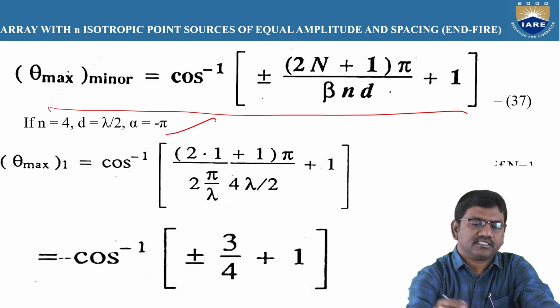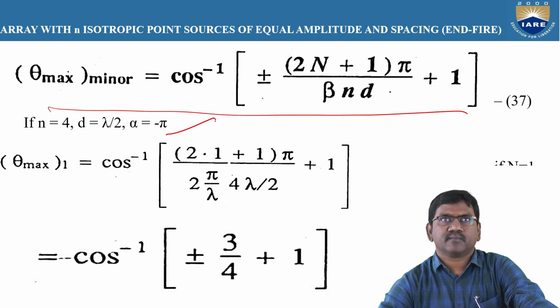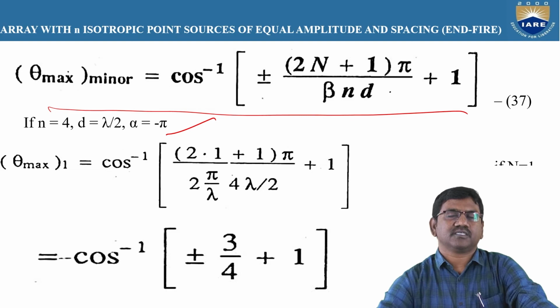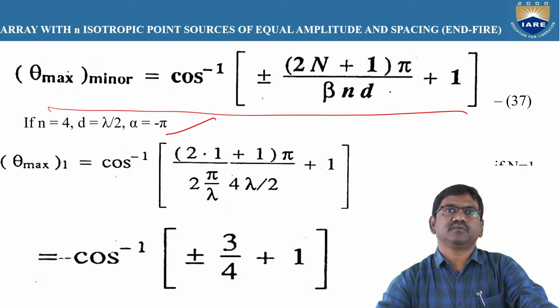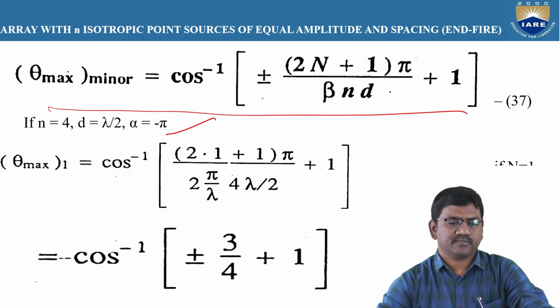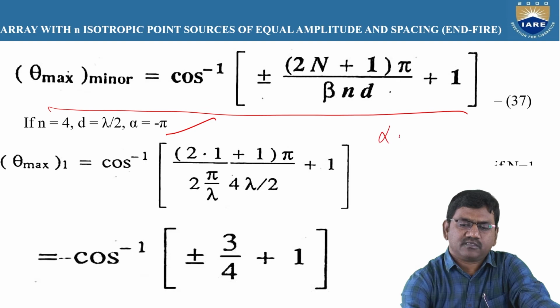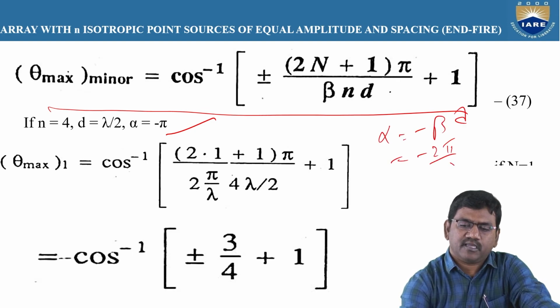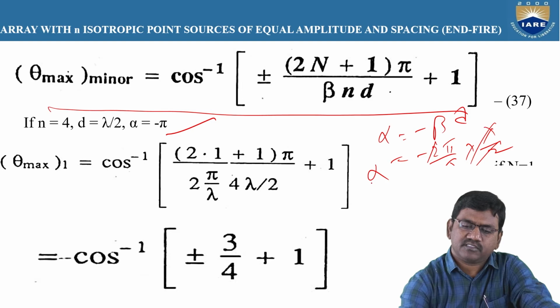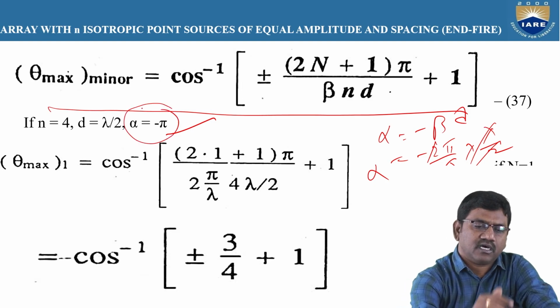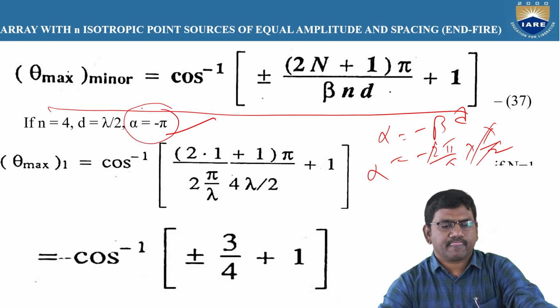Now for these conditions, let us assume n is equal to 4, the number of sources is 4, whose separation of sources is given by lambda by 2 and alpha is equal to minus pi. So if you substitute alpha is equal to minus beta d, you will get minus 2 pi by lambda into d, which is lambda by 2. So lambda gets cancelled, 2 gets cancelled, and you will get alpha is equal to minus pi.